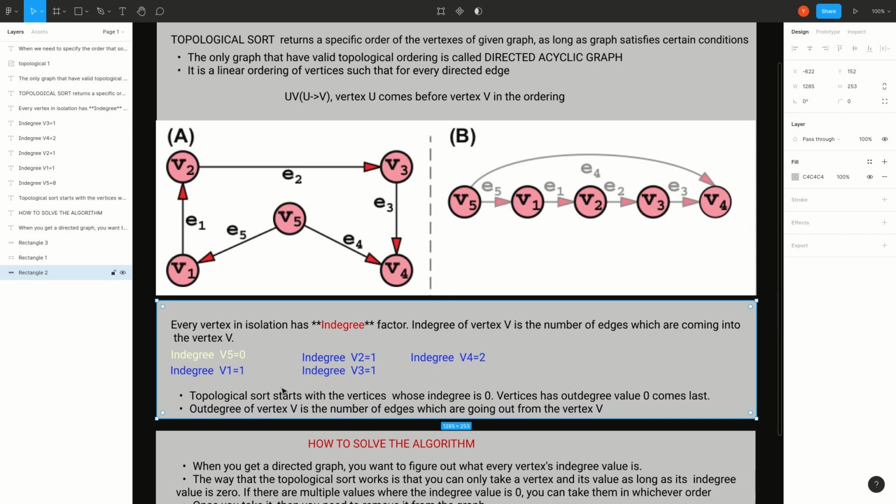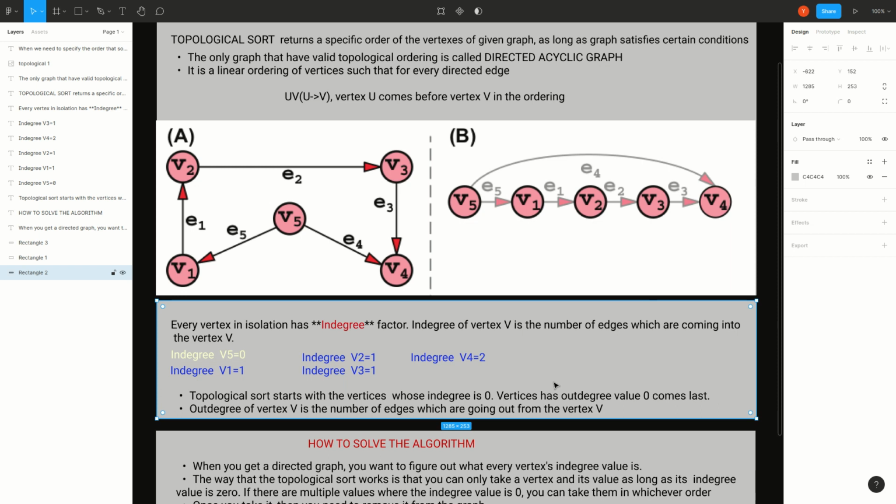And topologically sorting starts with the vertices whose in degree is 0. In our given graph, I have only one vertex that has in degree of 0. But in some cases, you might have different graphs which have many vertices that have in degree value of 0. In this case, you can start with whichever vertex that has in degree value of 0. So we could say a graph can have multiple topological sorts. But in our case, we have only one topological sort.